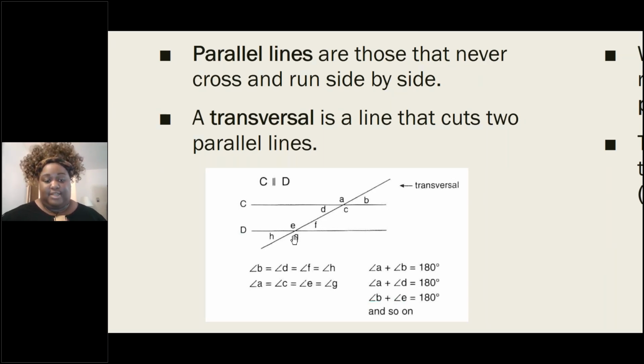Same with, if I look down here, angle E and angle G are opposite each other, so they're equal. And angle F and angle H are opposite each other, and they're equal. What this is showing down here is that because these are parallel lines, and only because they're parallel lines, angle B and angle D, whatever that number is, will be the same as angle F and angle H. Same with angle A and angle C. They're equal because they're vertical angles, but they're going to be equal to whatever angle E and angle G are because of these parallel lines.